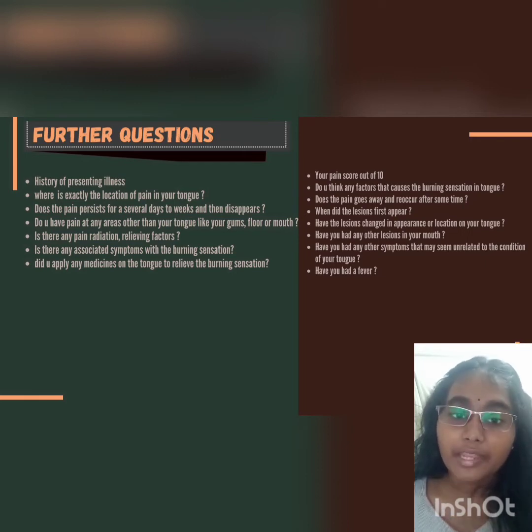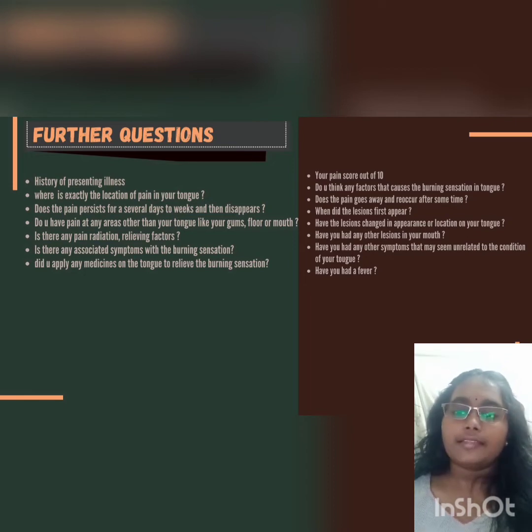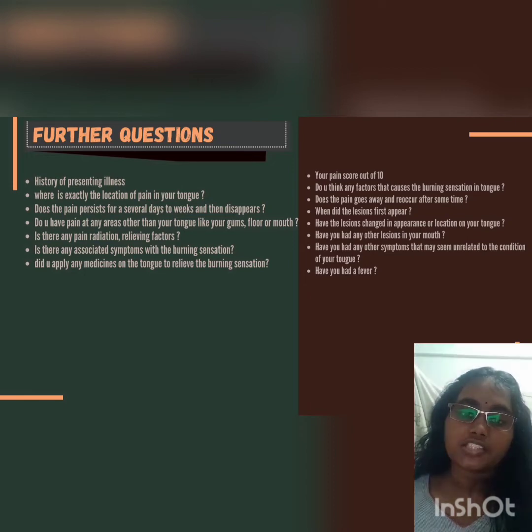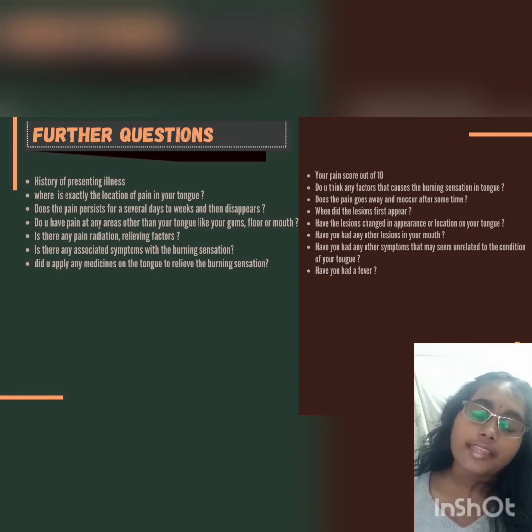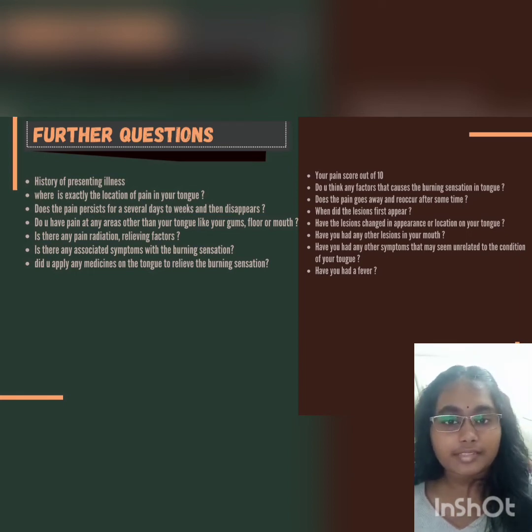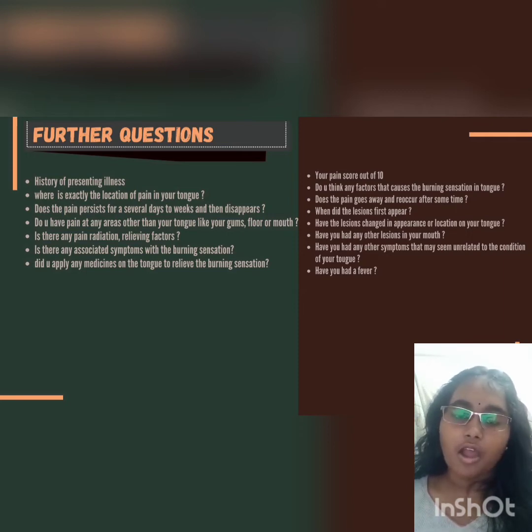Did you apply any medications on your tongue? When did the lesion first appear? And does the lesion change in appearance or location in your mouth? Have you had any symptoms unrelated to the burning sensation of the mouth? Have you had a fever? What is your pain score out of 0 to 10, where 0 is no pain and 10 is most painful? Do you think any factors are contributing to your burning sensation in your tongue? And does the pain go away and reoccur after some time?